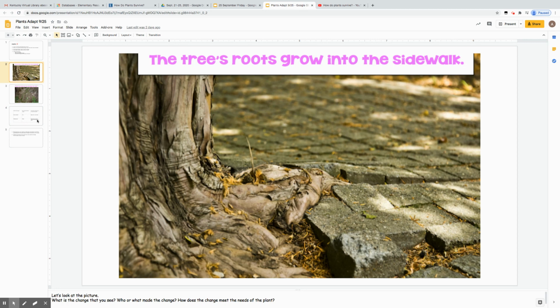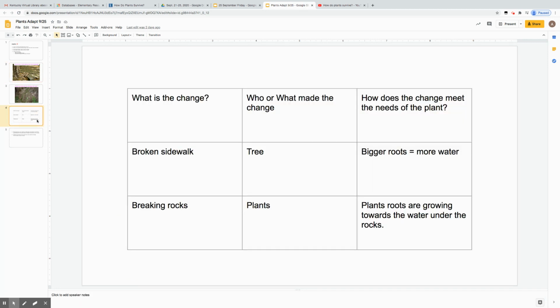Okay, well, the change is there's a broken sidewalk. Who or what made the change? It looks like to me that the tree made the change. And how does this change meet the needs of the plant? Well, it looks like that the plant needed more space and it was trying to find water. So bigger roots equal more water. Let's look at the second picture again.